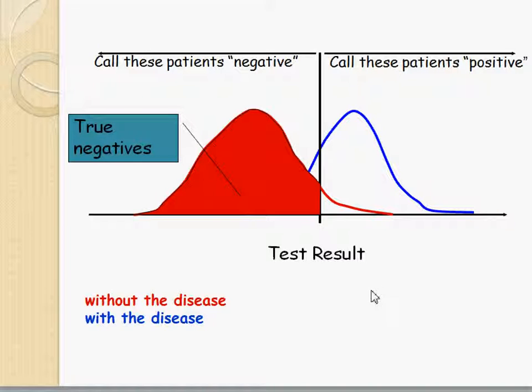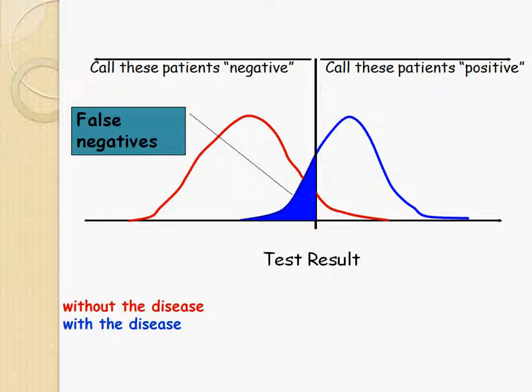The third one is the big red region here. This region is classified as negative, and they are indeed negative. This is correct, and we name it true negative. The last term is the smaller blue region. This region is classified as negative, but in reality they belong to the positive curve. This is not correct, and we name it false negative.